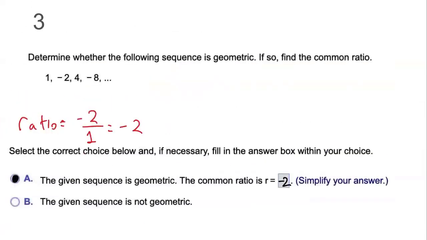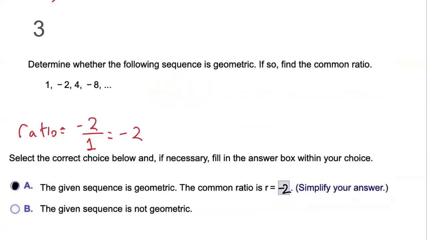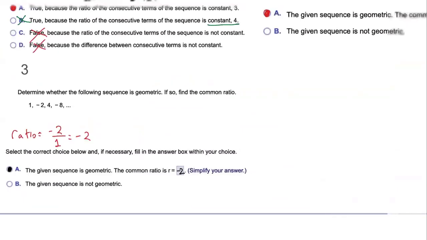So don't get confused, don't get paranoid because of the negative. As long as it's true going through the whole sequence, it is considered a geometric sequence. So it is possible to have a positive and negative sequence, but this is only true for geometric.